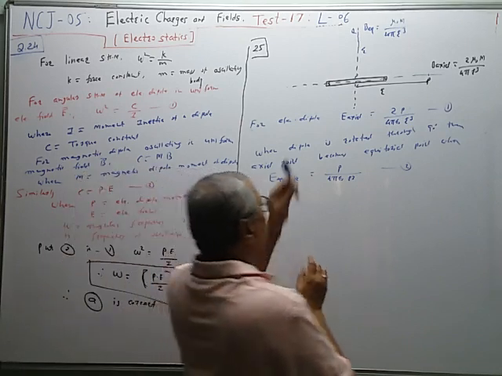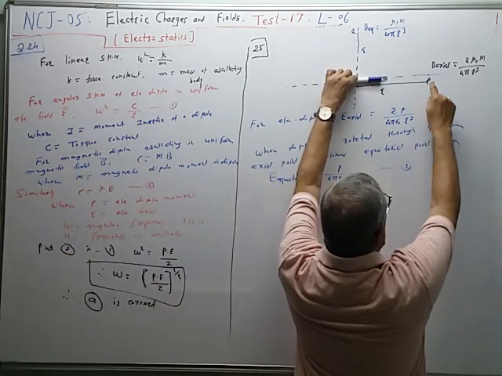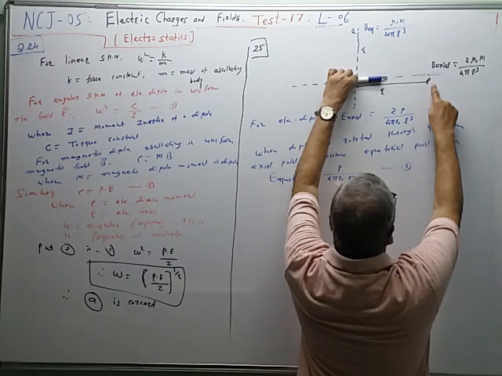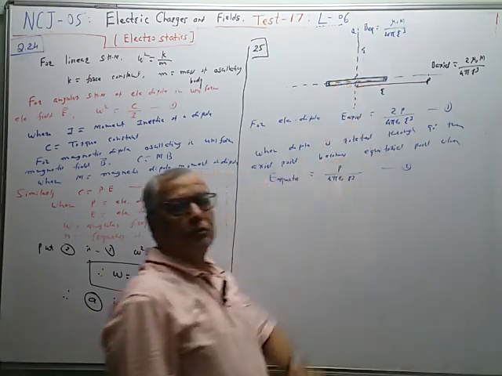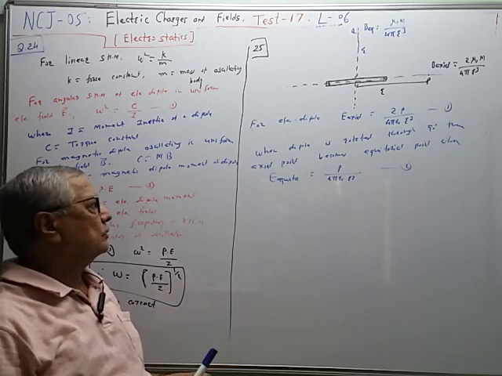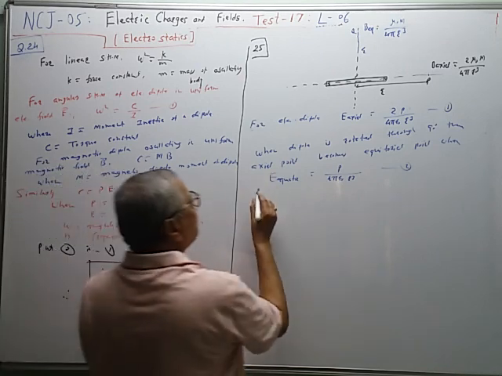Earlier the dipole was kept like this. So this P point is on the axis. Now dipole is rotated through 90 degree. So now P point will become the equatorial point, like this. And therefore, we have to find the relation between these two.